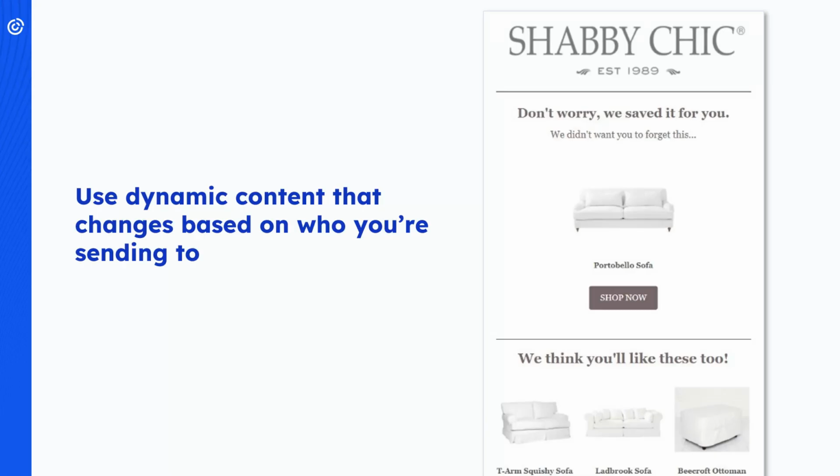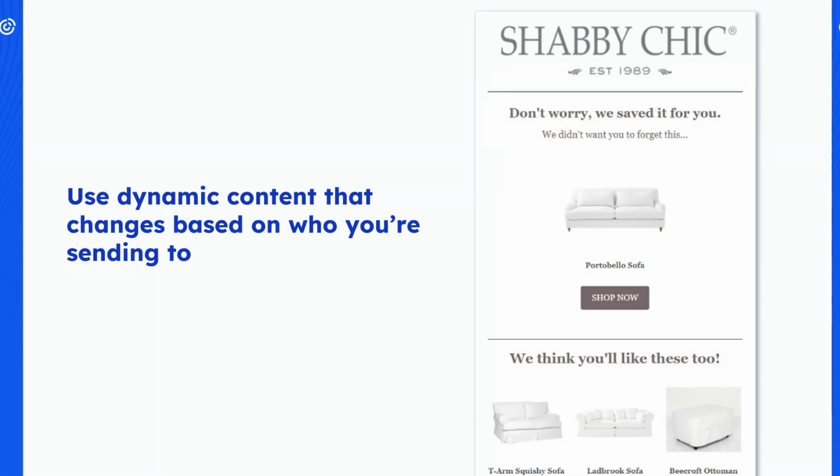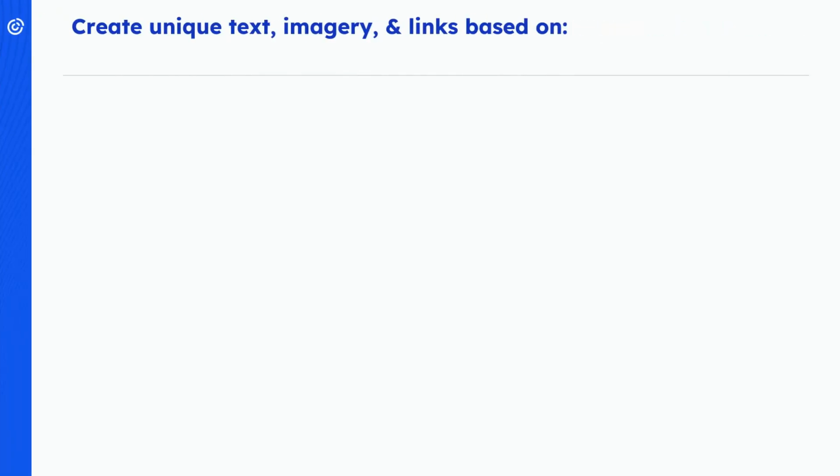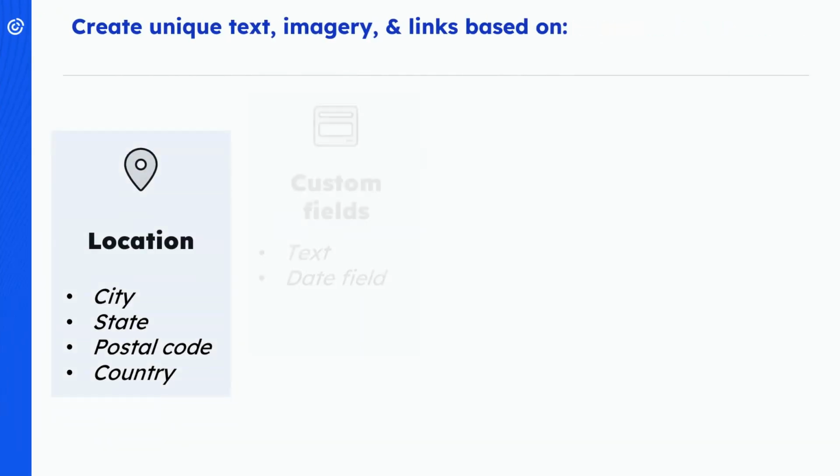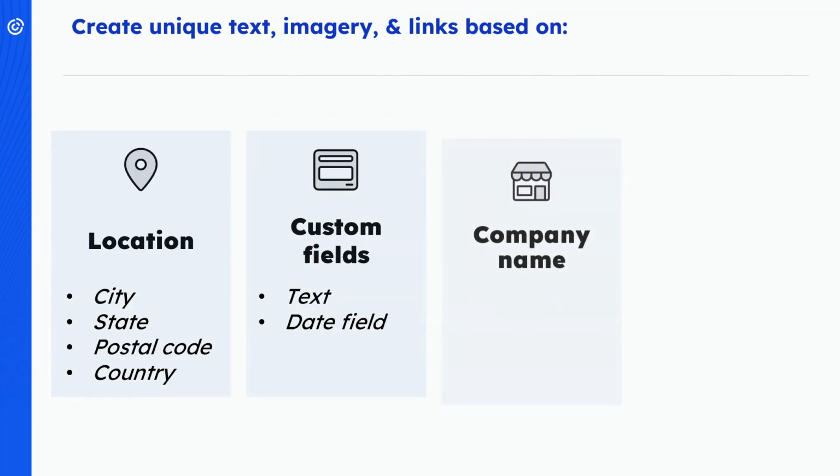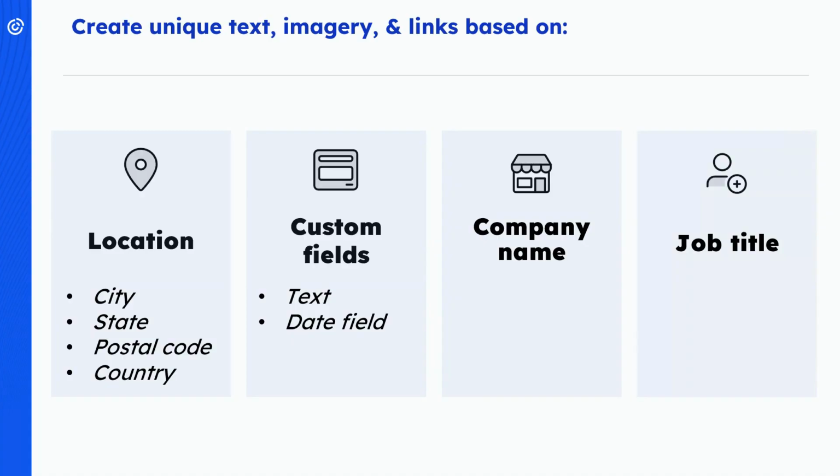We will show off dynamic content in that in just a few minutes. Now you can make a variety of different things dynamic based on location, custom fields, company name, job title. It's really whatever field you want it to be matched up to.